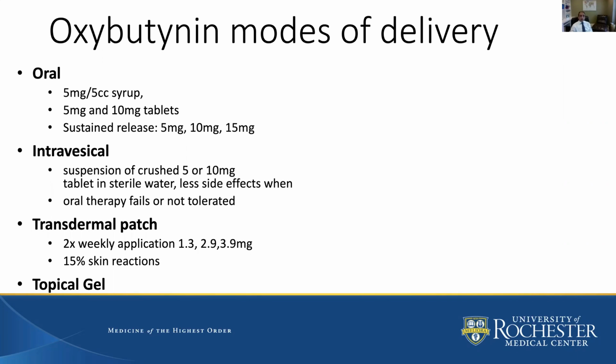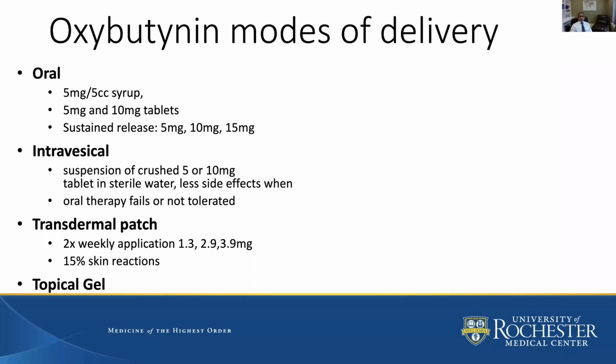Oxybutynin is a very widely used and widely studied medication. It's available in different forms: syrup, pill forms, and extended release forms. It has been given intravesically as well. What they do is basically crush the pill and instill it in the bladder if the patient cannot tolerate oral medication because of complications or side effects. It's also available as a cutaneous patch.